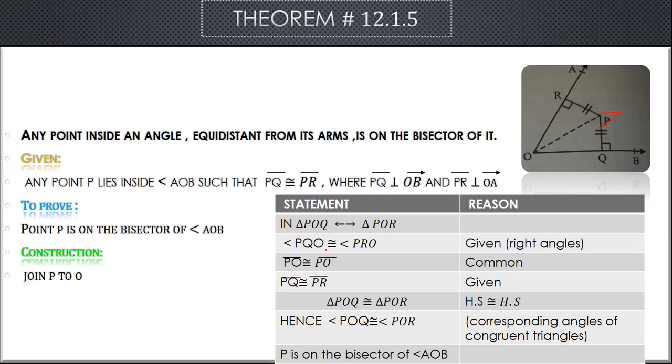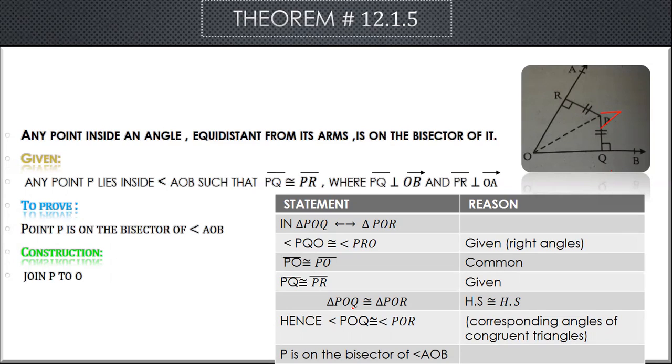Angle PQO is congruent to angle PRO, given. This is the same as in the previous triangle. PO is congruent to PO, common, the same as we have done in the previous one. Where is the change? In the previous theorem, we also had another angle, which was POQ and POR. But in this theorem, we have PQ congruent to PR because this is given. Now we have two sides and one angle.